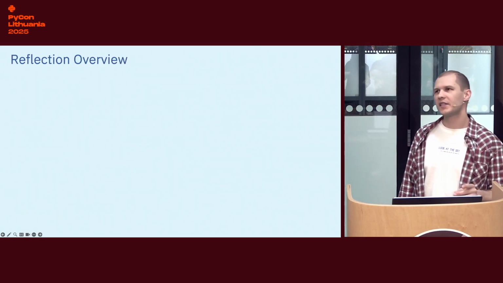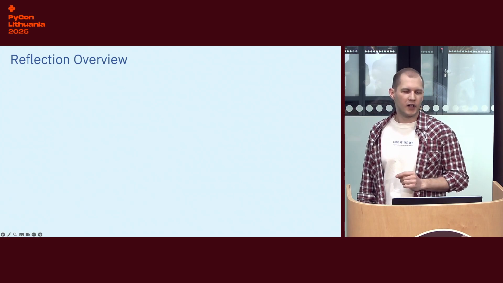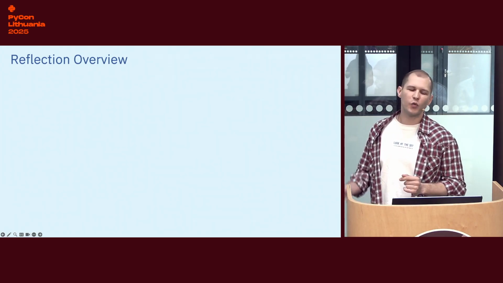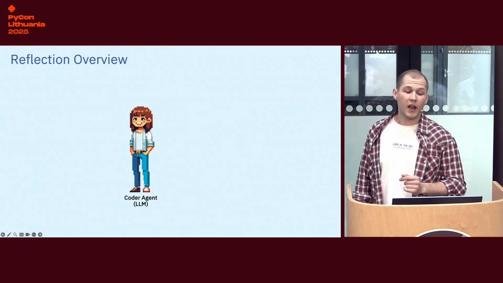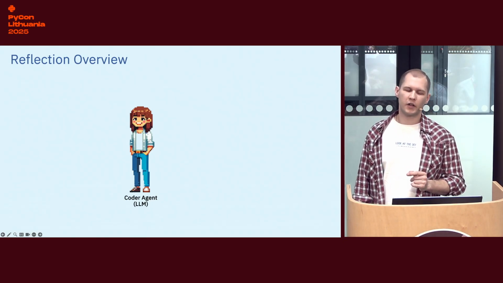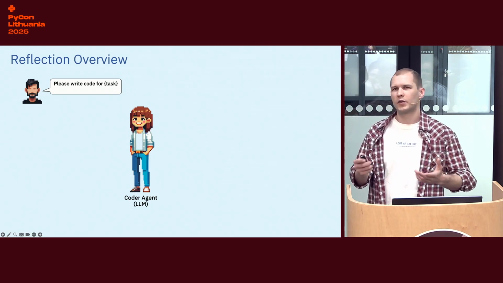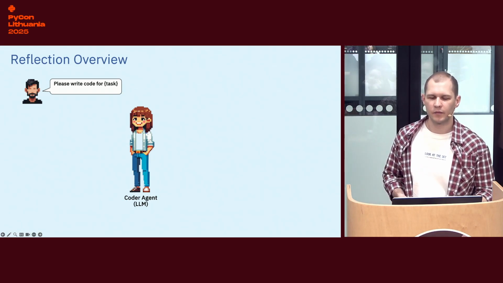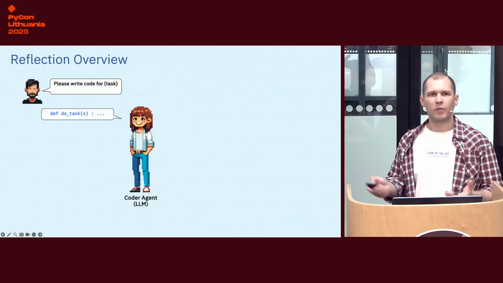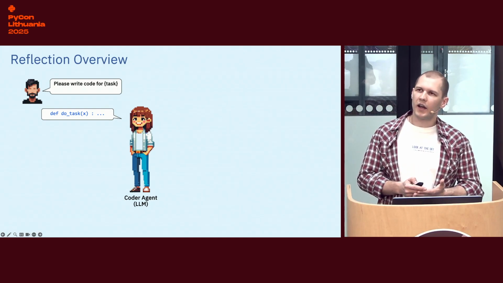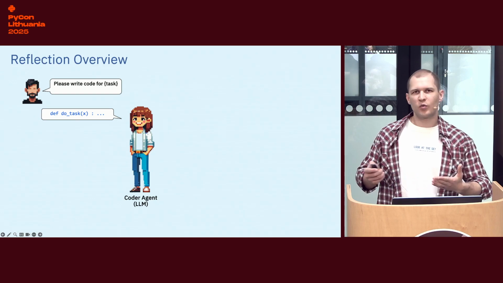Now, moving to the next design pattern, reflection. So what's the idea behind this? Imagine that we have an agent that is capable of writing code. And we ask it to please write some code for some kind of particular task. And it does so. It generates some function based on our request. And usually that would be the end of that.